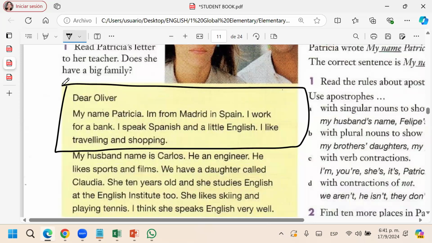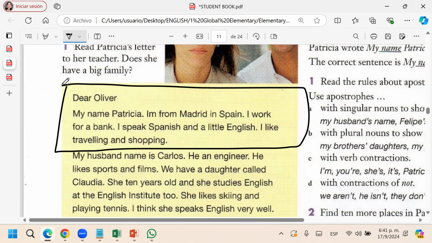Me. Okay, dear Oliver, my name Patricia. I am from Madrid in Spain. I work for ABAM. I speak Spanish and a little English. I like traveling and shopping.